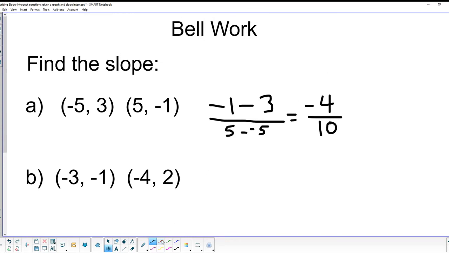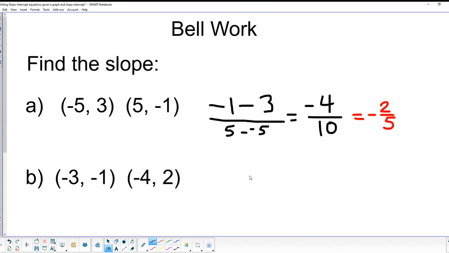Now, in these problems that we're going to do today, where you're going to be writing the equation, we want you to simplify the slope. So -4/10 would equal -2/5. That would be simplified all the way to lowest terms, but still in fraction form. All right, let's take a look at part B.